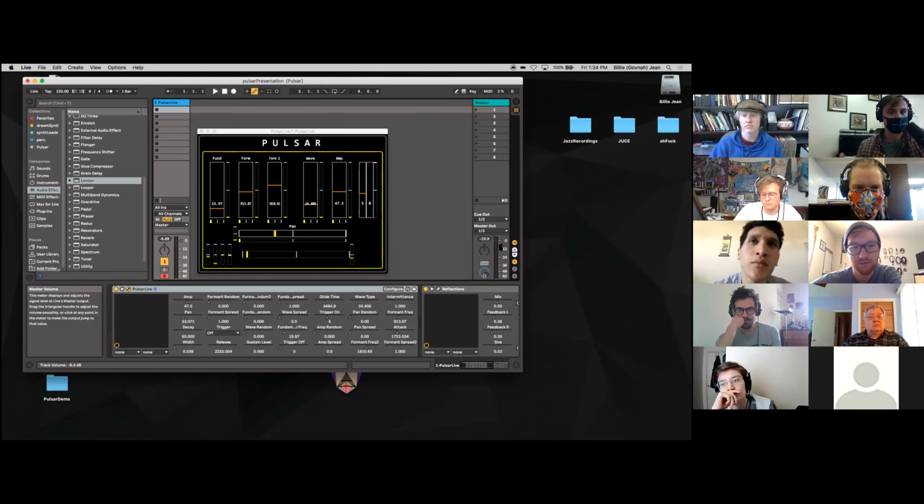I have some diagrams for you in a second, but I just want to show you a little bit of Pulsar before we get started. So I'm going to trigger it with the pedal. You can see no hands, right? And then I'll just play around with it for a minute or two.